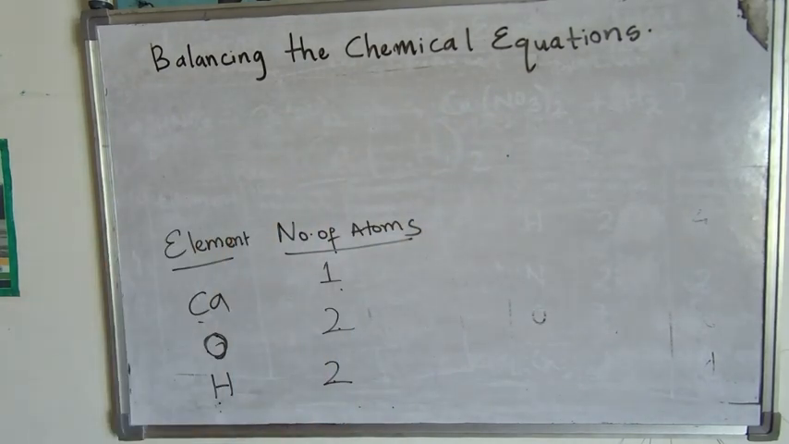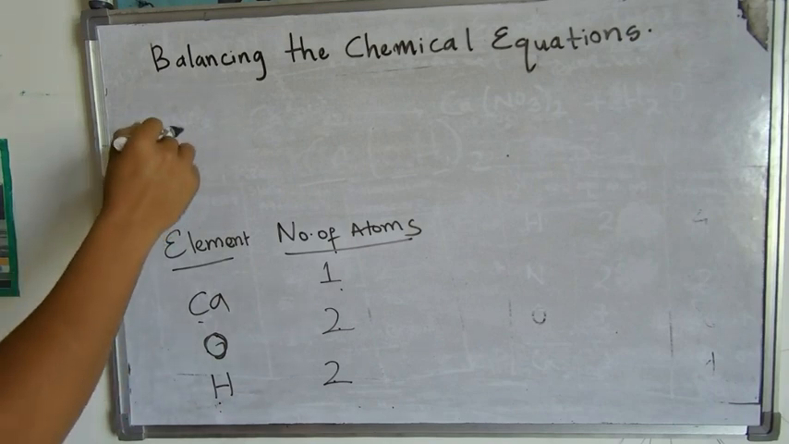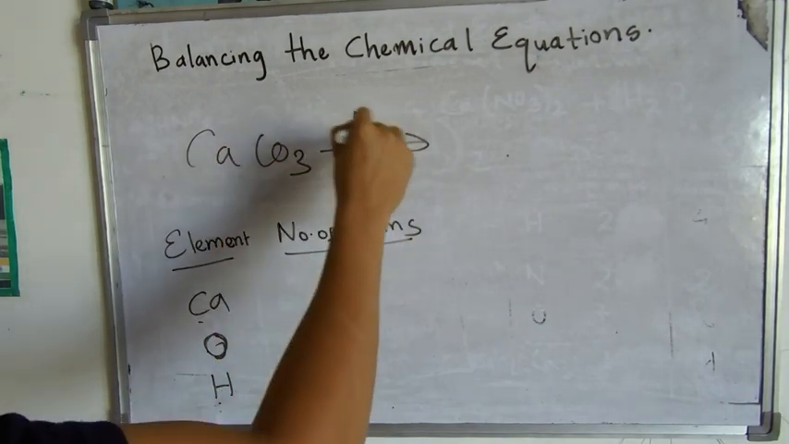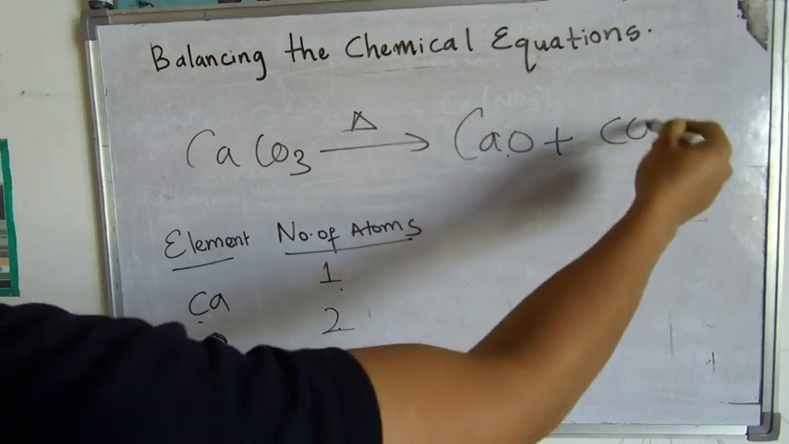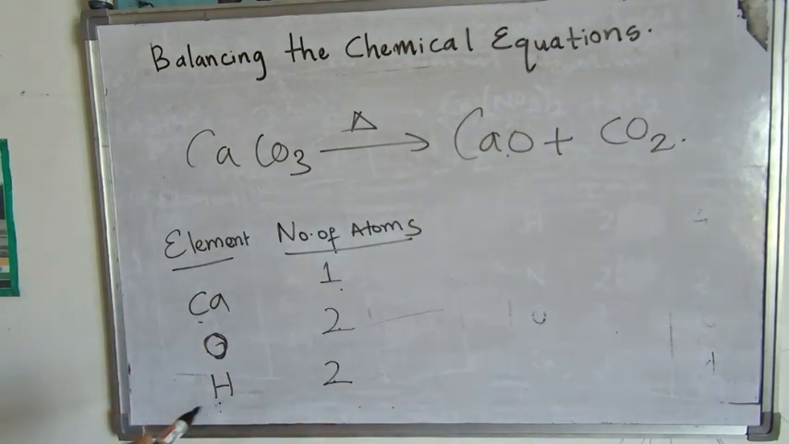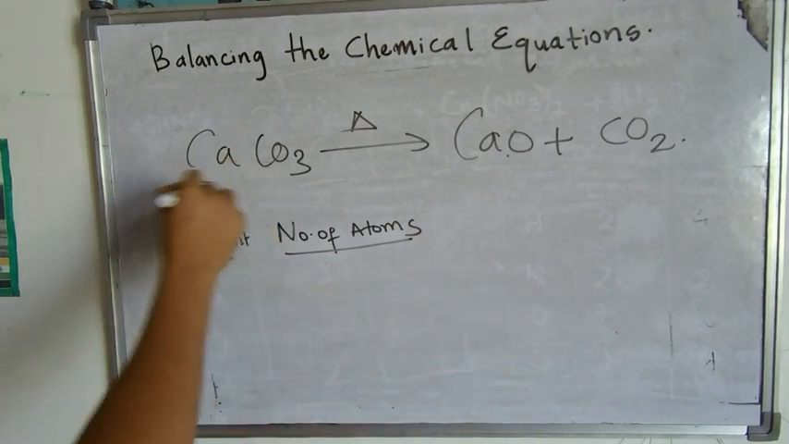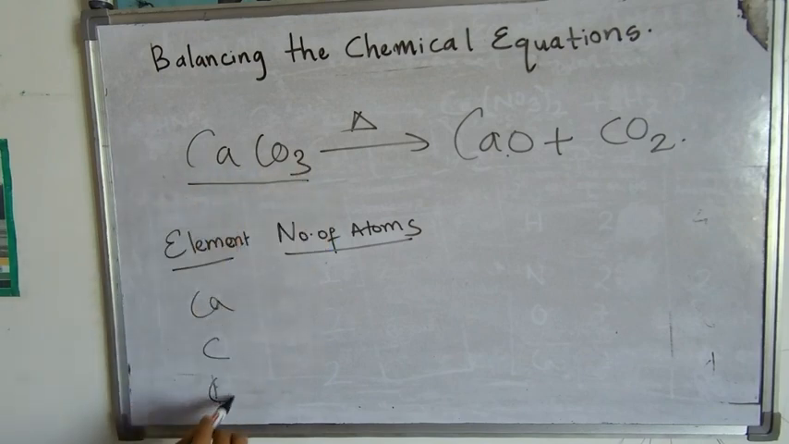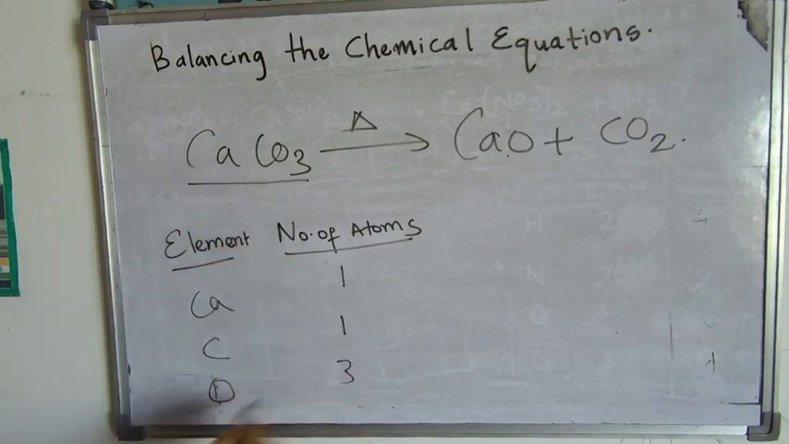Now let's see another. Let's see an equation first of all. CaCO3 breaks down when given heat to CaO plus CO2. So look here. Let's see the number of atoms and the elements first on the reactant side. I'm writing this only on the reactant side. The elements we have are calcium, carbon and oxygen. Calcium, there is nothing, so it is 1, carbon it is 1, and oxygen it is 3.